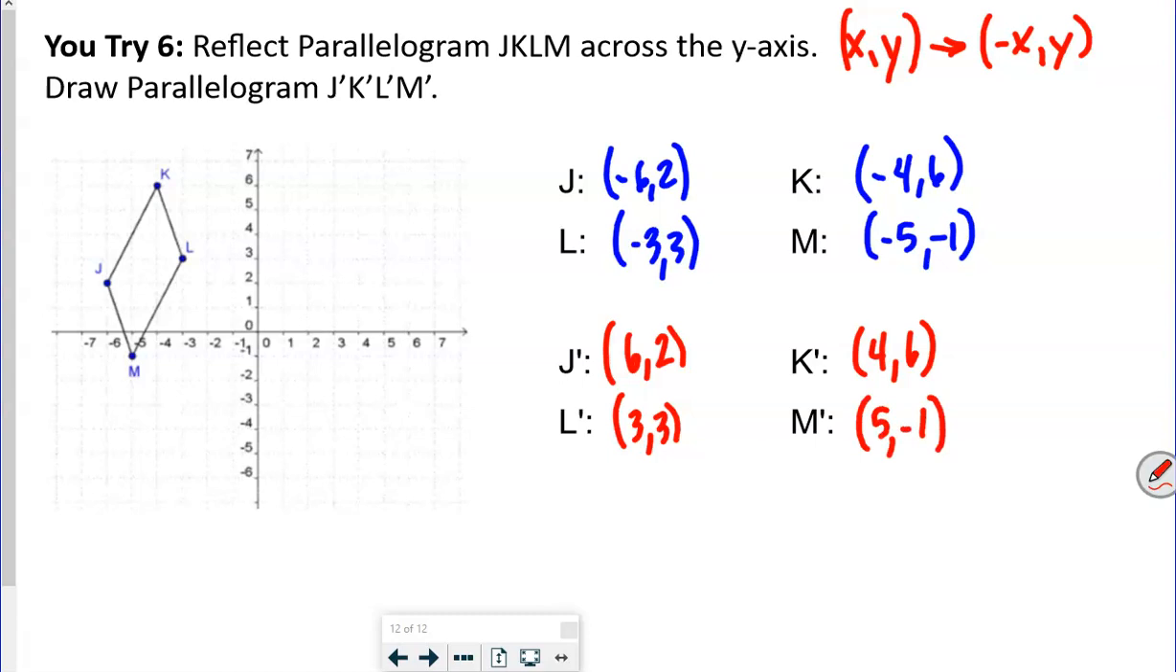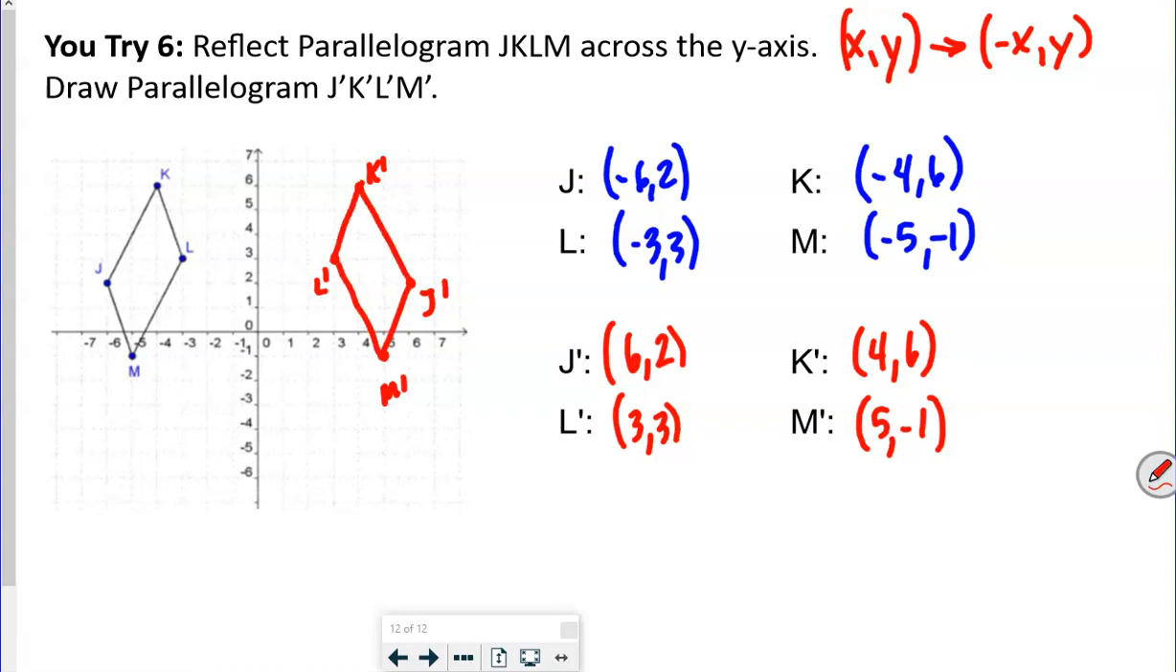Okay? So now we're going to plot those points, and we're going to see where it ends up. So 6, 2 is right there. That's going to be our new J prime, right? Then we've got K prime, which is 4, 6, right there. Then we've got our L prime, which is 3, 3, right there. And then we've got our M prime, which is 5, negative 1. And we're going to connect these, just like we did before.